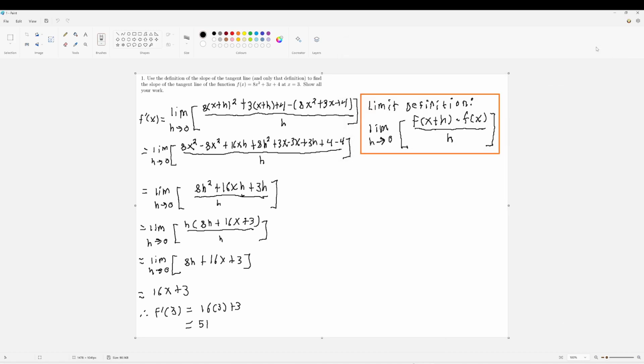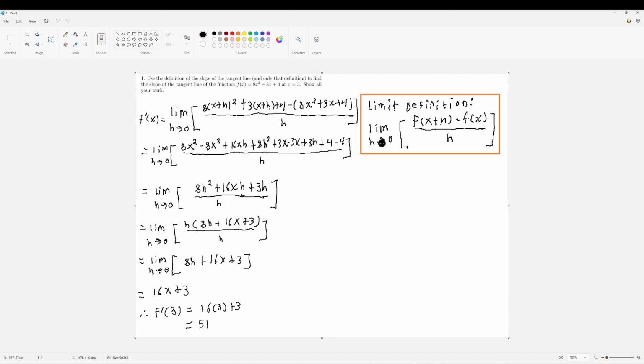Okay, so T4 is just derivatives and derivatives. What's the first one? Use the definition of the slope of the tangent line, and only that definition, to find the slope of the tangent line of the function. Show all your work. Anyways, the limit definition I provided here.